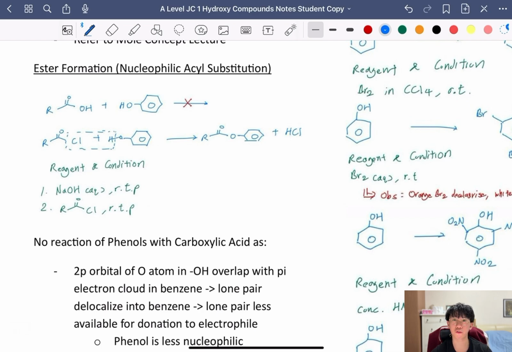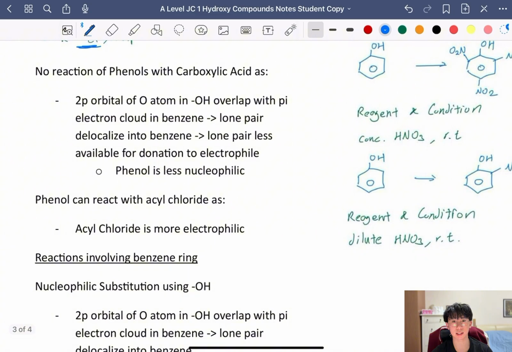So what's different about phenols compared to your aliphatic alcohols is that your phenols cannot react with carboxylic acids, but they can react with your acyl chlorides under the following conditions. You must use NaOH aqueous at RTP and then use the acyl chloride at RTP. So why is it that there is no reaction of your phenols with carboxylic acids? Well, it's because of this reasoning and this answering technique over here that you have to take note.